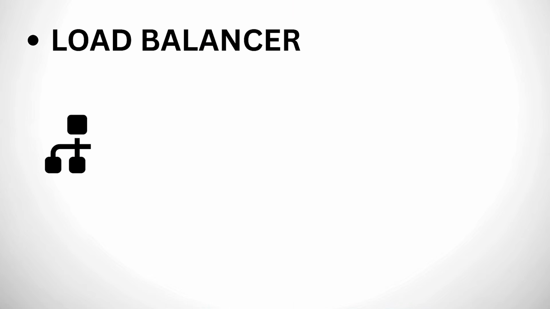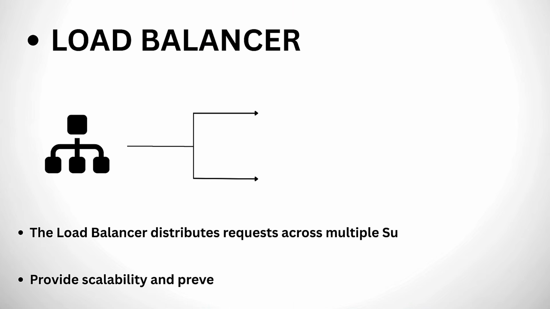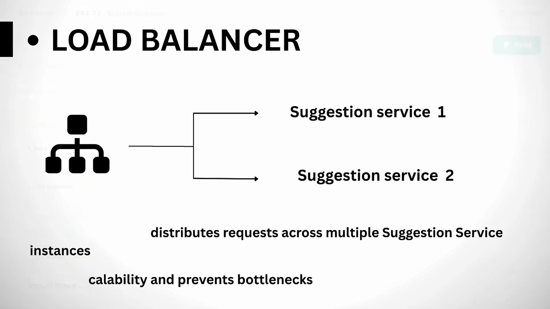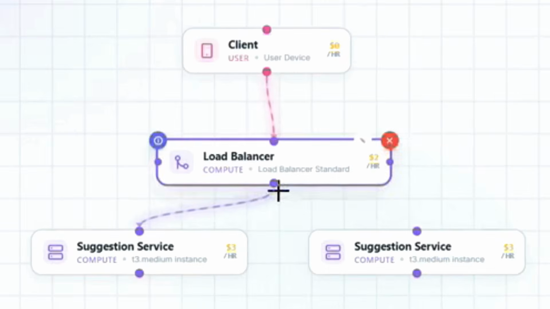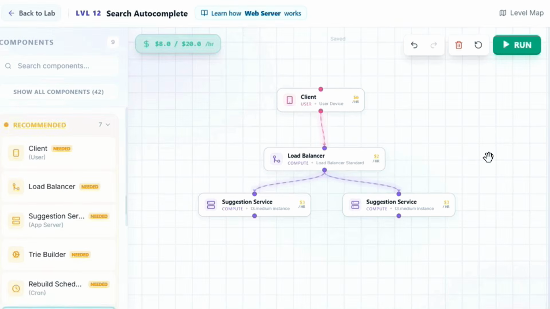The load balancer distributes incoming autocomplete requests across multiple suggestion service instances. So then we have the suggestion service instances. Now in our architecture, as we can see, there are two suggestion service instances. The purpose of having multiple instances is horizontal scalability as well as availability. If the number of autocomplete requests increases, we can add more suggestion service instances behind the load balancer. But for now, we are keeping it to 2 because we also have to keep in mind our budget constraint. The load balancer also prevents one server from becoming a bottleneck.